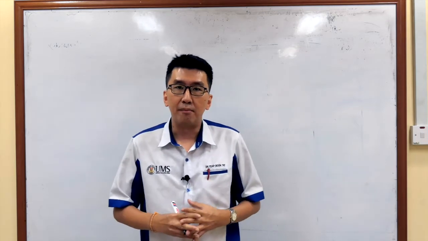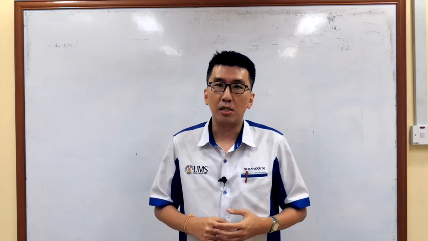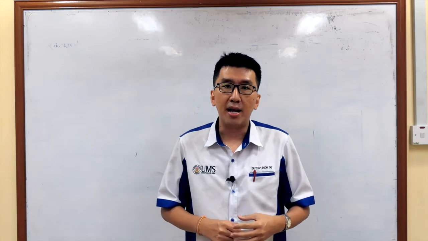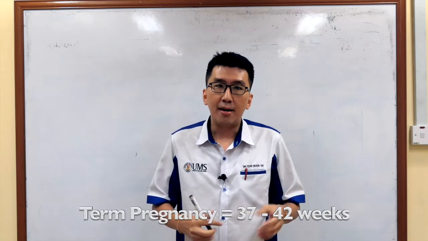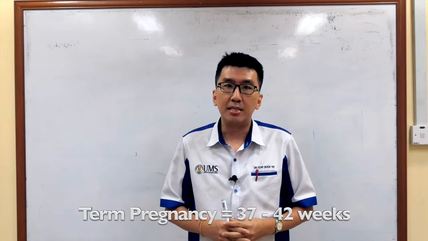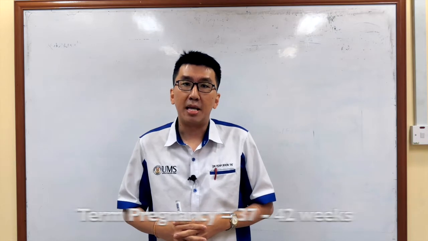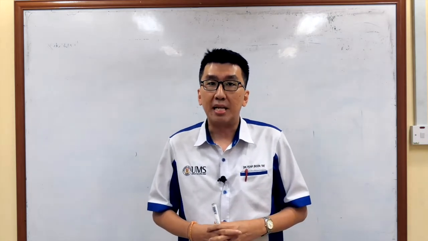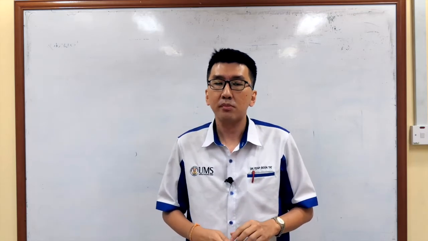All of us know that parturition is the process of childbirth. Usually childbirth will occur when the pregnancy is at term. A term pregnancy is defined as 37 to 42 weeks. Earlier than that, less than 37 weeks, if labor occurs it is called preterm labor. And a pregnancy of more than 42 weeks is postterm. These are the definitions that we must know.